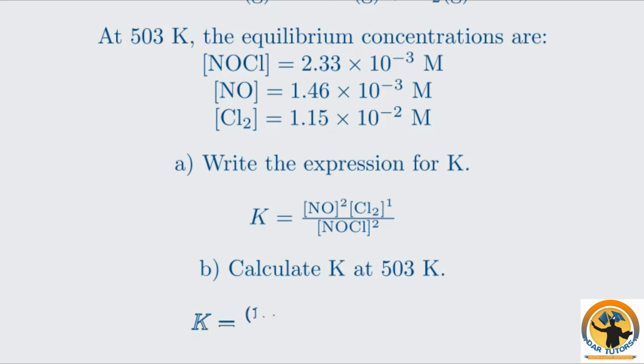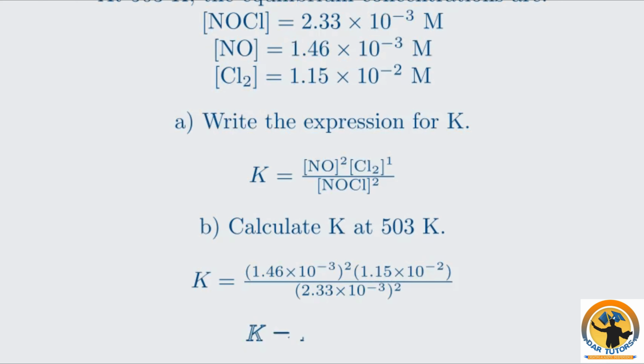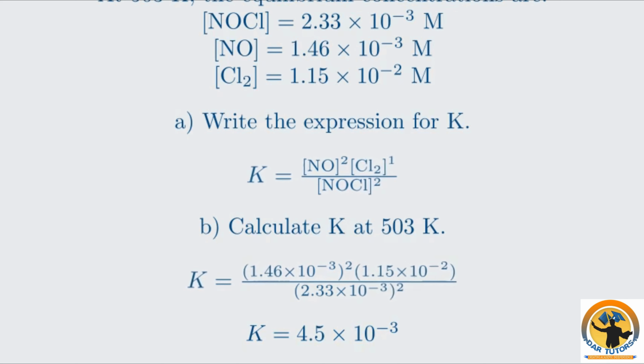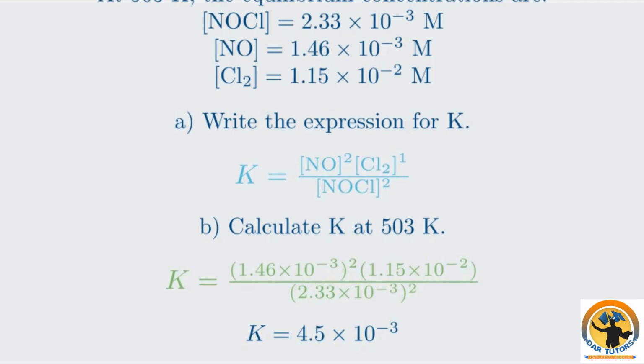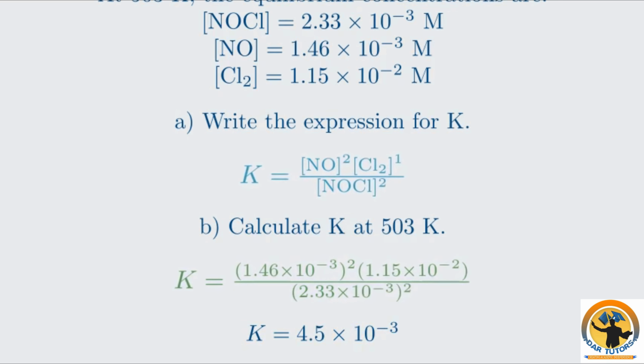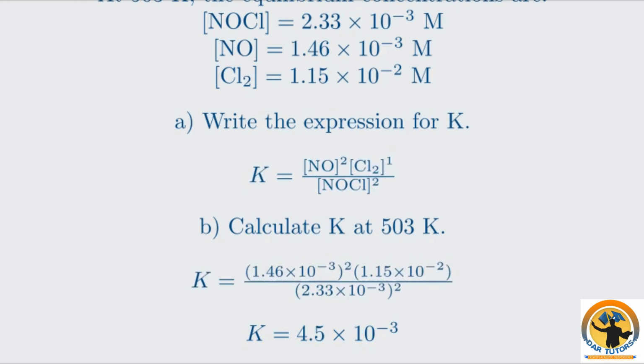This gives K equals 1.46 times 10 to the minus 3 squared, times 1.155 times 10 to the minus 2, all divided by 2.33 times 10 to the minus 3 squared. Performing this calculation gives us a value for K of approximately 4.5 times 10 to the minus 3. And that's how you calculate the equilibrium constant from equilibrium concentrations. You write the expression and substitute the values.